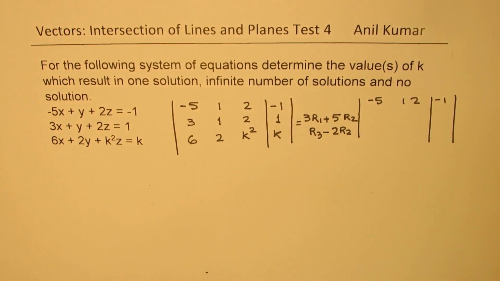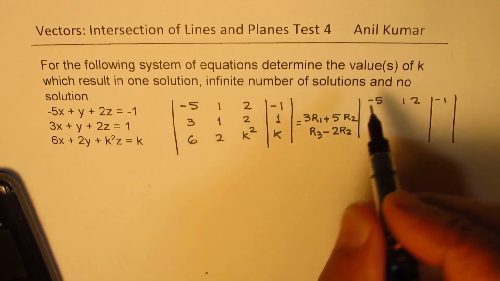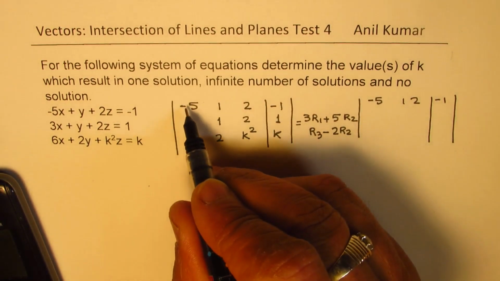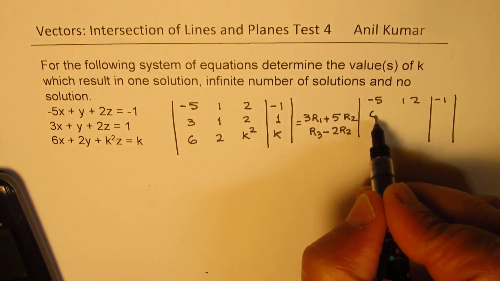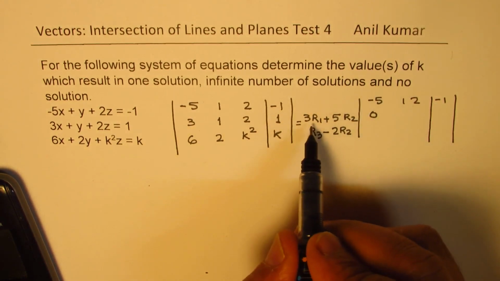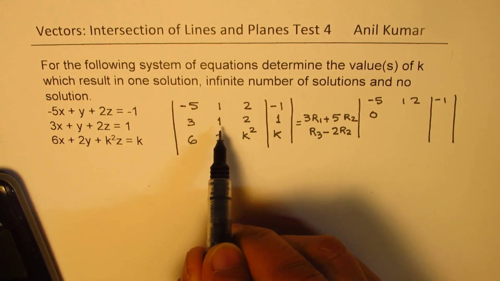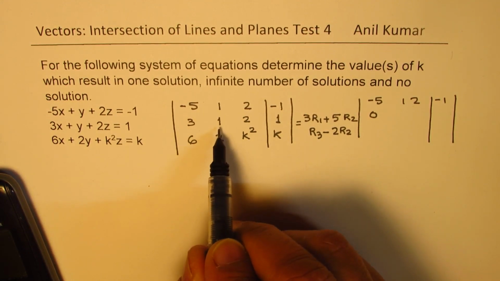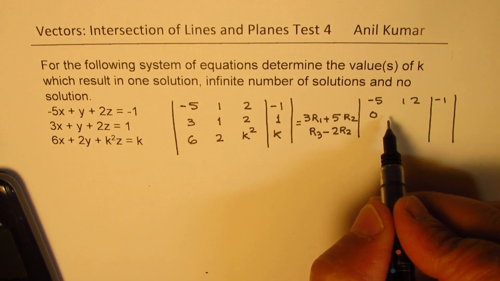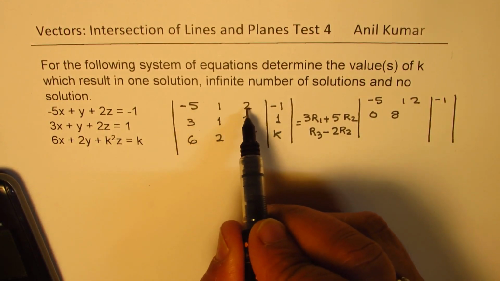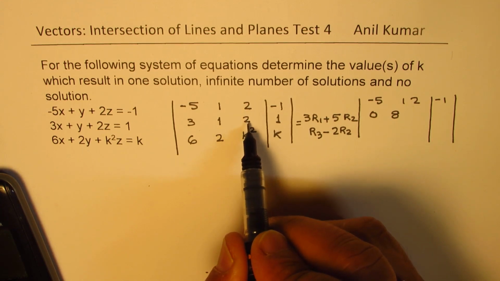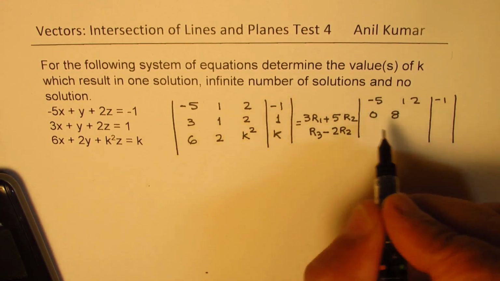So we'll do two things simultaneously. Here, when we multiply, we get 15, and this is also 15. By adding, we get 0 as expected. Now if I do this 3 times and this 5 times and add them up, in that case I get 8 here, and here 3 times 2 is 6, 5 times 2 is 10, and so we get 16 here.